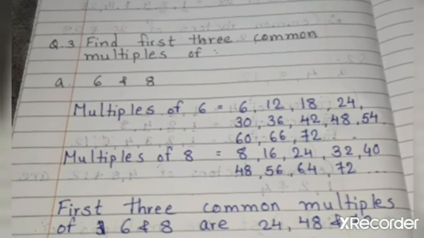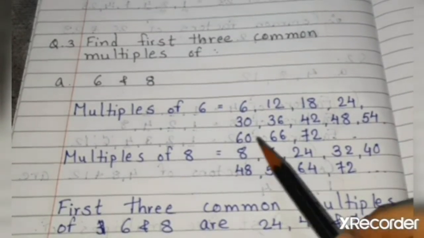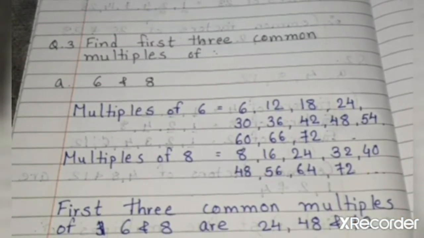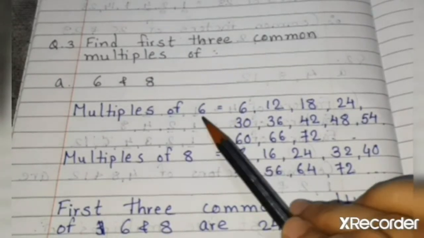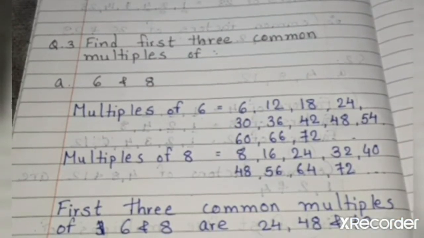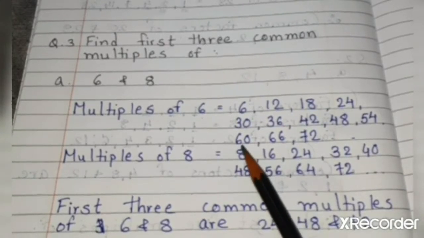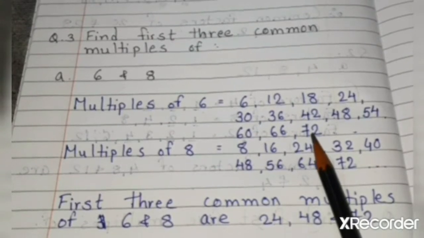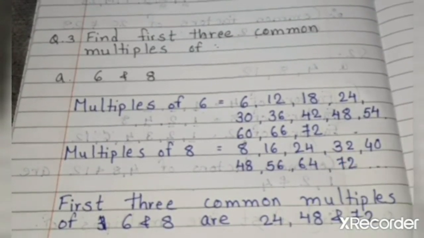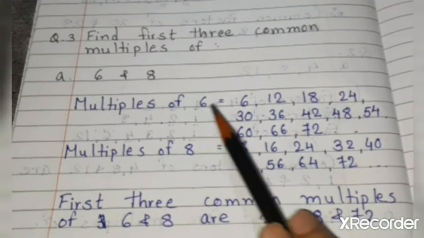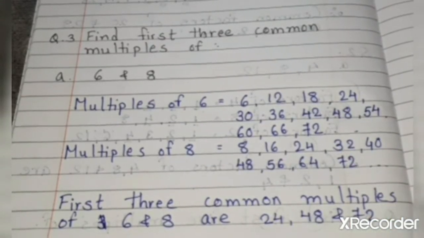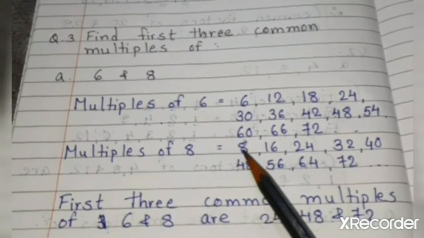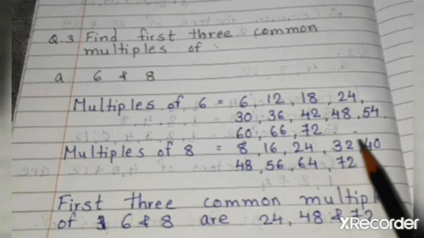Now you will have one doubt that you know the table till 6 tens are 60. Then how to write next numbers? Multiply the number with 11 and 12 and so on. Look, here 6 tens are 60, 11 sixes are 66, 12 sixes are 72. If you need, you can go further with multiplying the number with 14, 15, 16 and so on. Now multiples of 8: 8, 16, 24, 32, 40, etc.